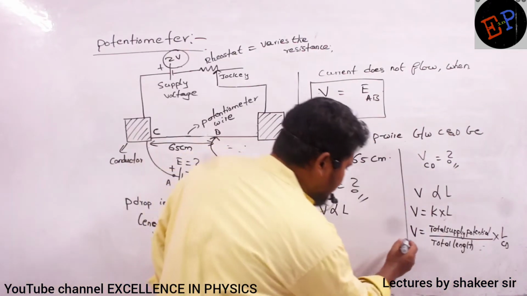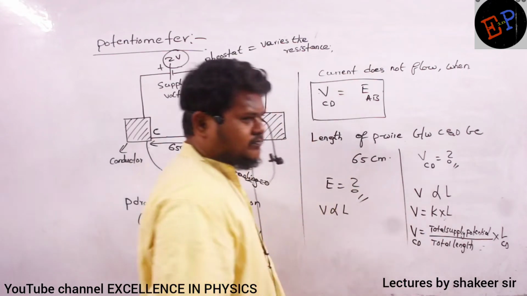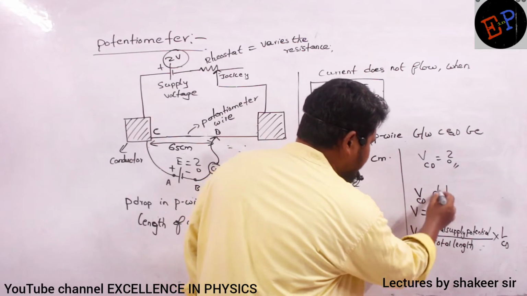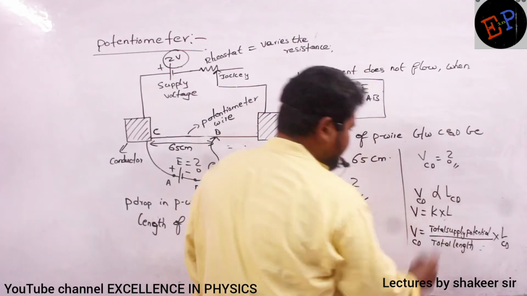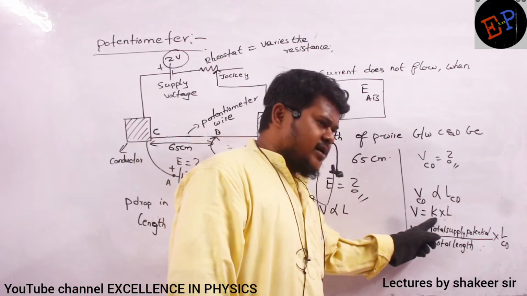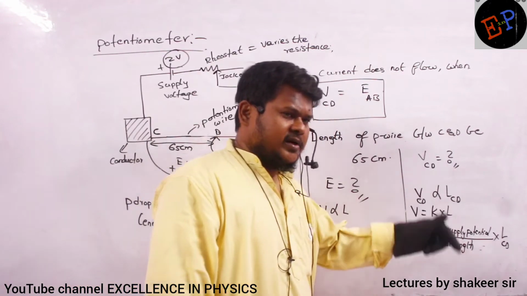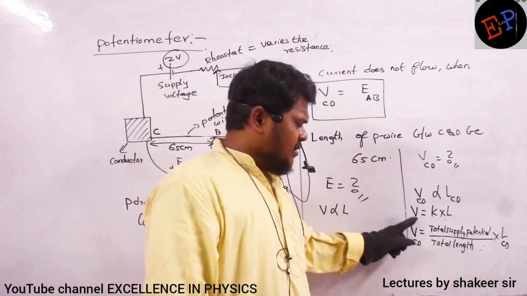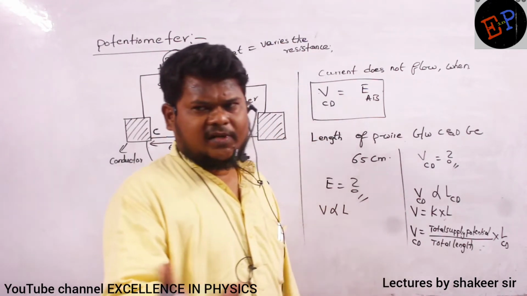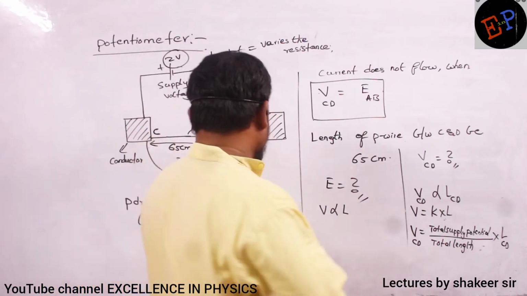I want the potential drop between C and D only, no? Potential drop between C and D is directly proportional to length between C and D. Is it clear? And what is the proportionality constant I am taking? K, the potential gradient. Why am I taking K? Because K is nothing but total supply potential divided by total length. Comparison I am doing, that's it. Are you able to understand?